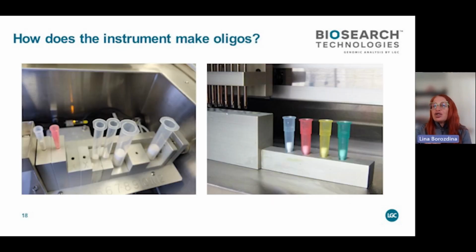So how does the Mermaid instrument make the oligo? Here are 2 pictures of 2 different instruments. This is the picture of the M4. So you can see there are only 4 columns here. And this is the picture of the inside of the M12. As you can see, the columns are all different sizes. You can do this all in one run. So you can make a 100 micromole synthesis and, at the same time, a 15 nanomole synthesis.